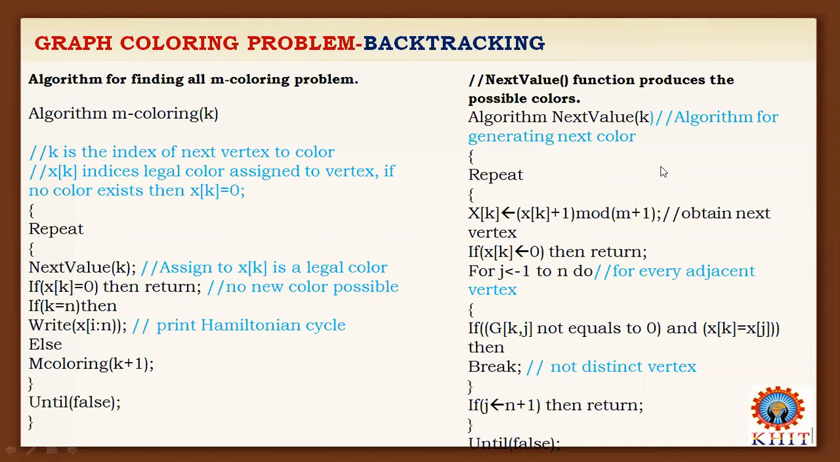So this is the graph coloring problem backtracking algorithm. Let me explain this algorithm. The name of the algorithm is M coloring. Another name for graph coloring is M coloring. M means the number of colors required to color the given graph. That's why in examinations they may ask both graph coloring and M coloring, and both can be considered the same.